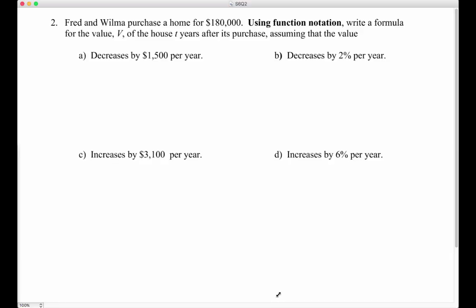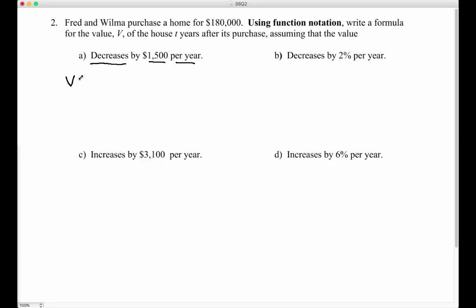Welcome to Self-Assessment 6, Problem 2. Fred and Wilma purchase a home in Bedrock for $180,000. Using function notation, write a formula for the value V of the house T years after its purchase, assuming that the value does one of the following. In part A, the value is going to decrease by $1,500 per year. Notice that's saying take the $180,000 and subtract 1,500 for every year.